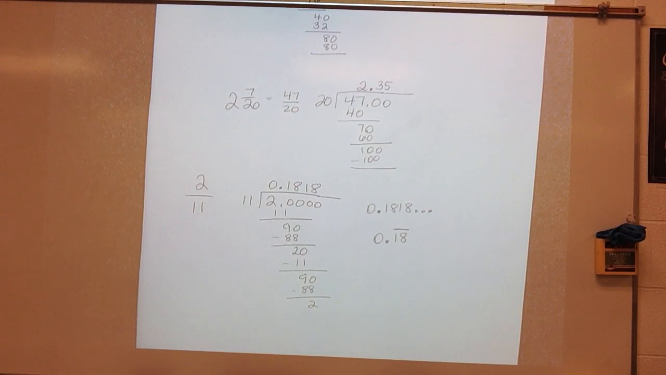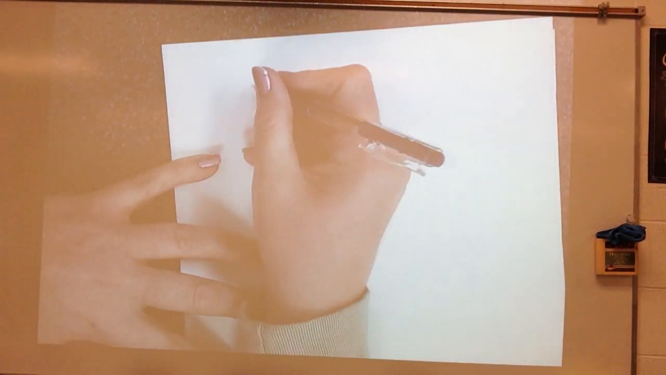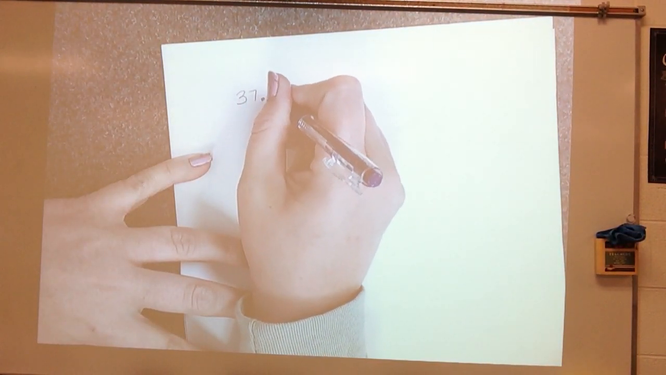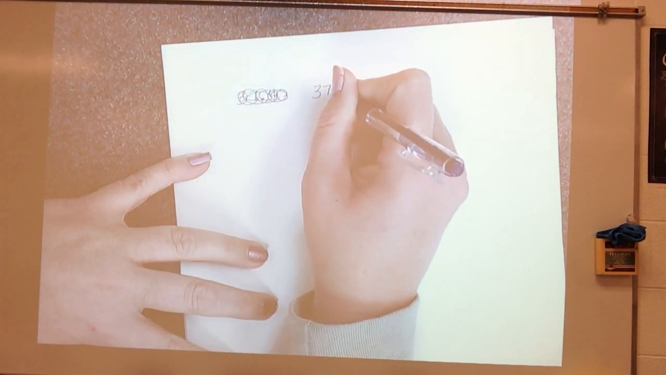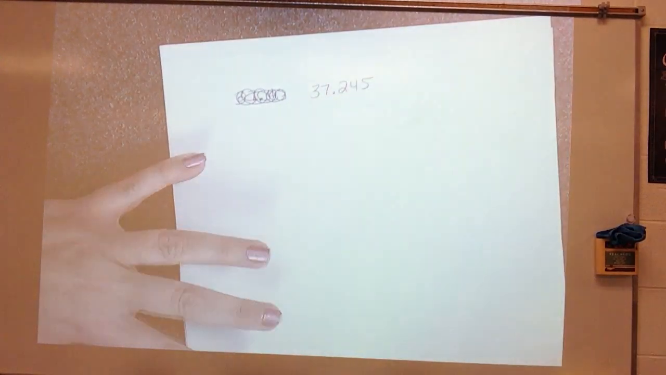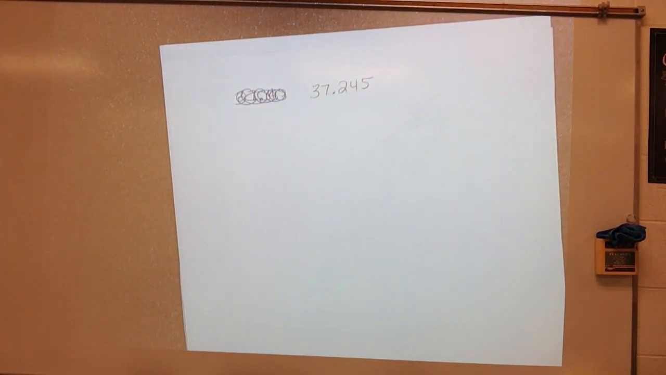All right? The place value structure of a number system permits us to write any decimal number as a fraction or a mixed number. So now we're going to go from fractions to decimals to, we're going to look at decimals to fractions. So let's say that I'm given 37.245. So this allows me to write, because of our number system, I can write this as a fraction.